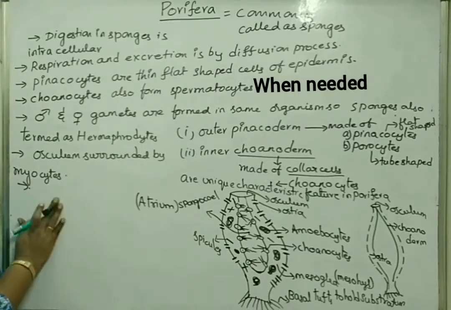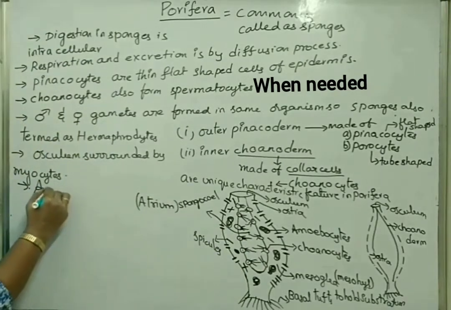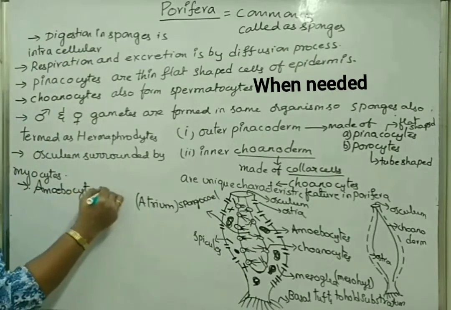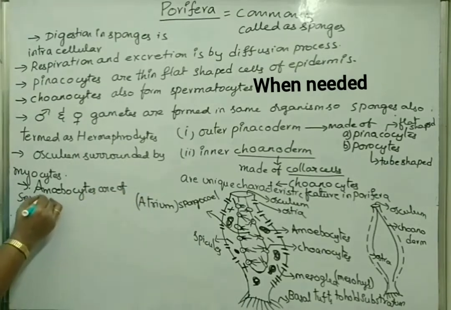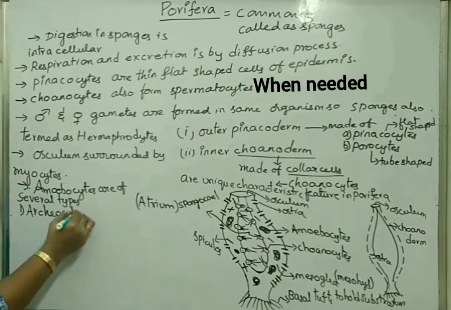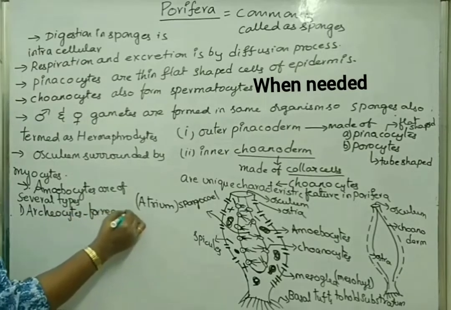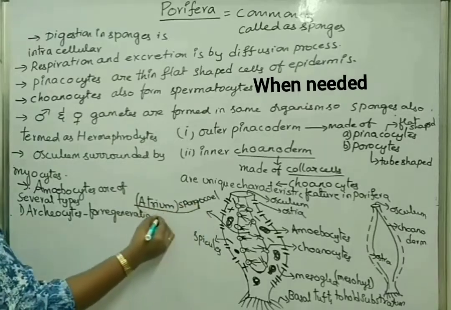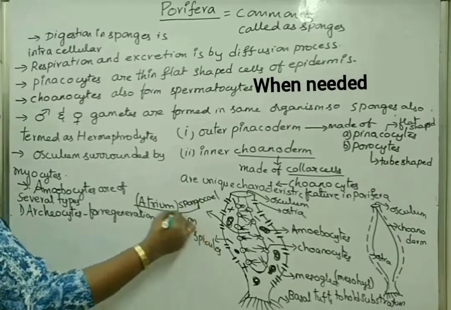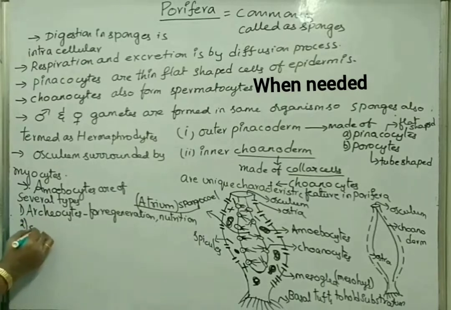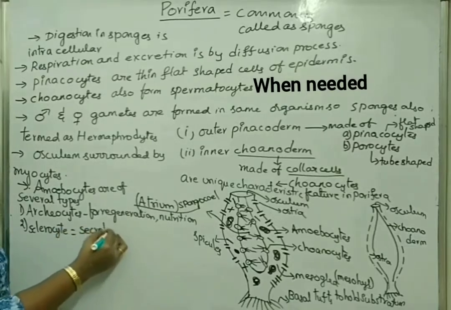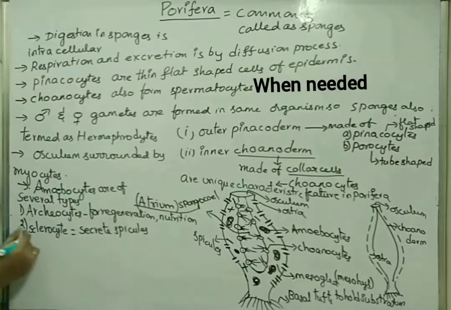Next, coming to the structure, amoebocytes. Amoebocytes are of several types. First one, archaeocytes. They help in regeneration and nutrition. Next one, sclerocytes. They support in secretion of spicules. Next, spongocytes. They secrete the spongin.